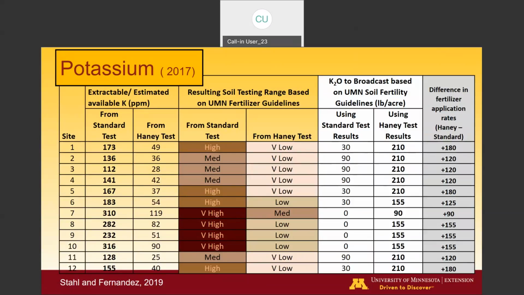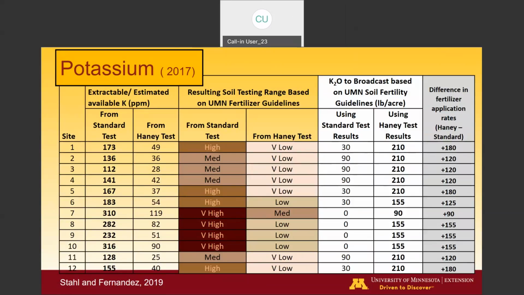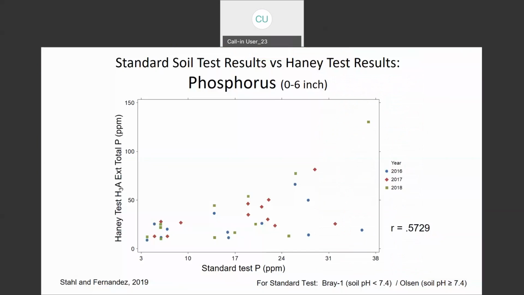And I should note that for potassium, we actually do use yield goal in these guidelines. And I used a 210 bushel, which was pretty standard for this area. But again, we would end up having higher fertilizer application rates for all cases, and this was very standard across all the years of this trial. Excuse me. Now we look at phosphorus.